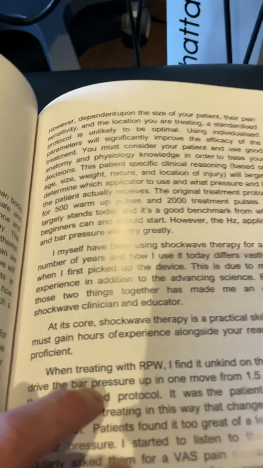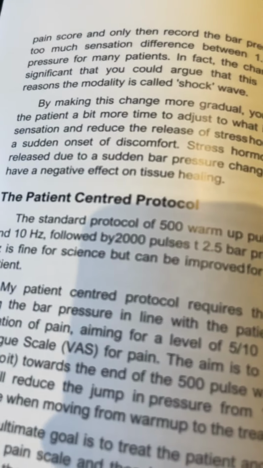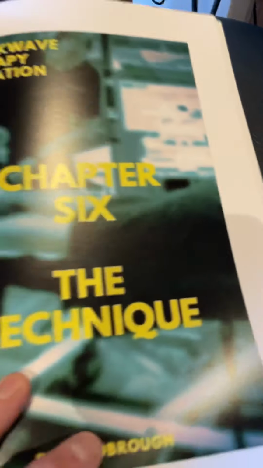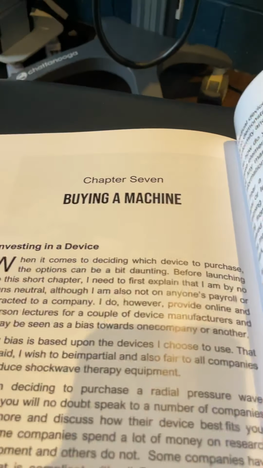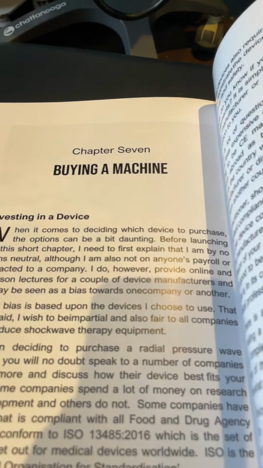Then creating a protocol. Now this is my kind of favourite part because it helps you to understand how you create the patient-centred protocol. Talk about my version of that. And then the technique. I think this is important, looking at how you perhaps change the different applicator heads, how to hold, how to get the best from this. We talk about the ISMST and their involvement, and then a bit about buying the machine.